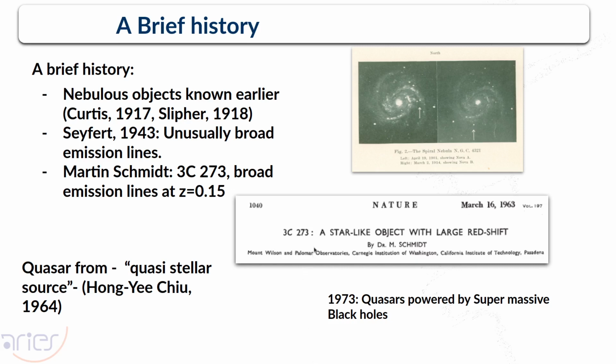Now if I go a bit further back in history, in 1917, people could image some nebular objects because astronomy was quite developed at that time, and people could observe images like this.